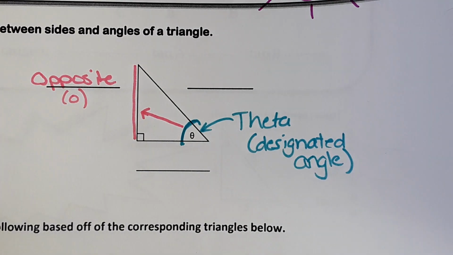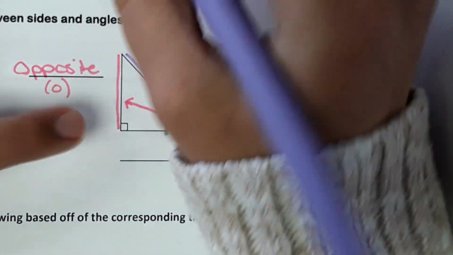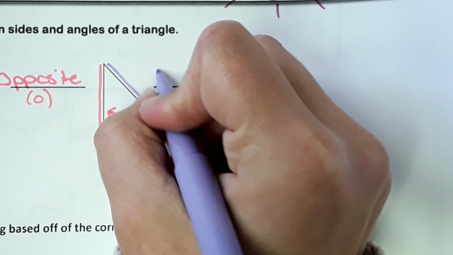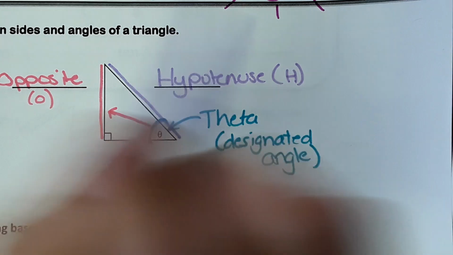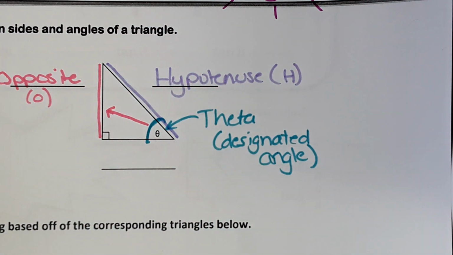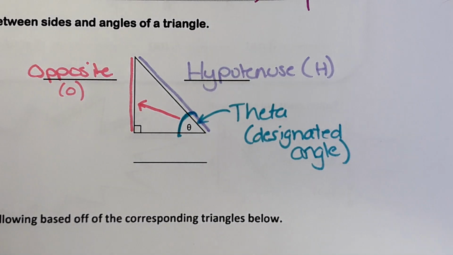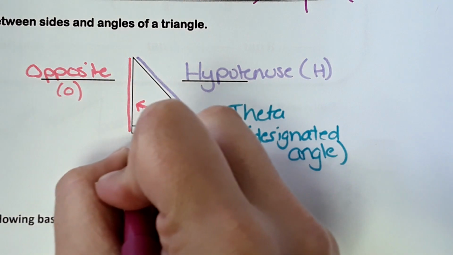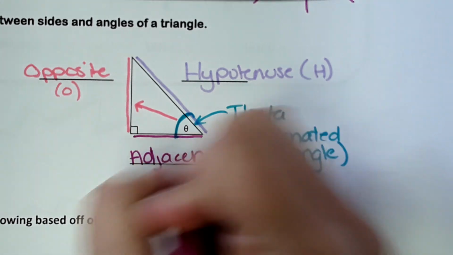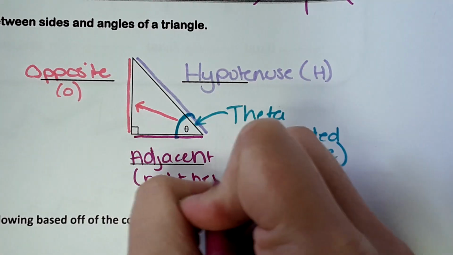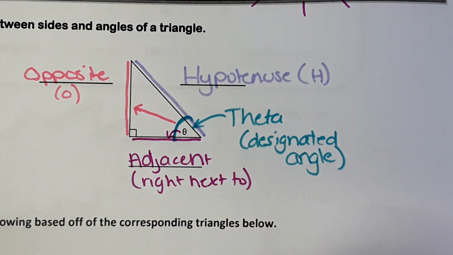Okay. Then right here, this is the hypotenuse. Hypotenuse is the longest side, and it is opposite the right angle. So this is your hypotenuse, and the abbreviation for this is H. And then last but not least, the last one that you would label is adjacent. The word adjacent means right next to. So it's adjacent to this theta symbol, or the designated angle.